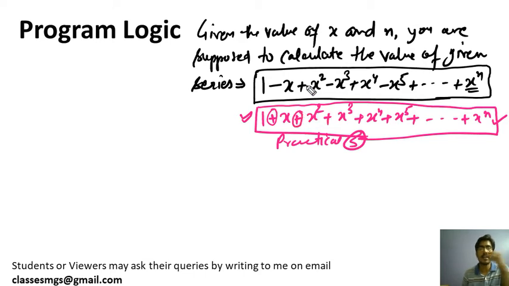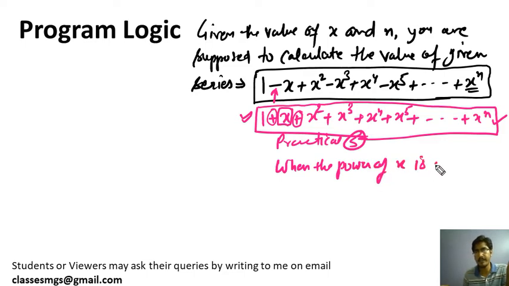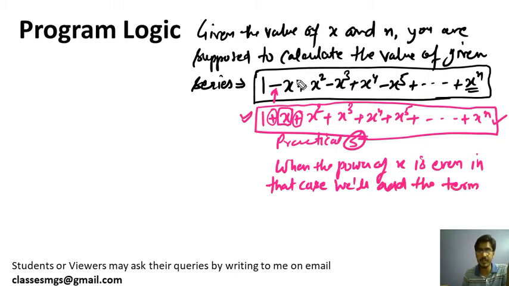What we need to do in this particular case, we need to only do this: whenever the power of x is even, in that case we will add the term. This whole thing is known as a one term. This is a one term, so don't get confused.